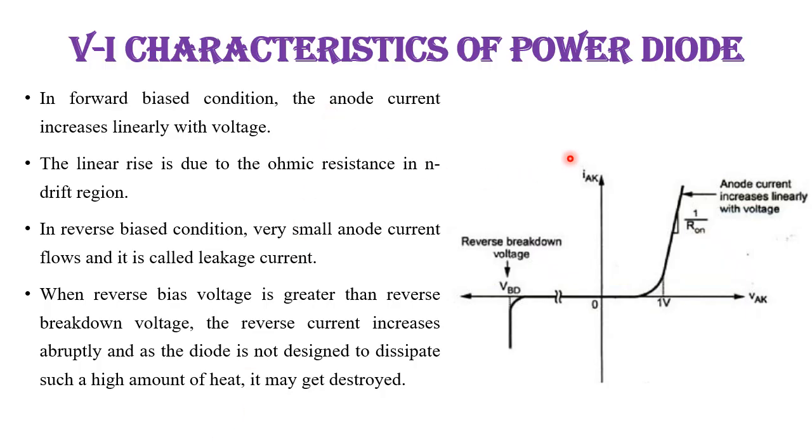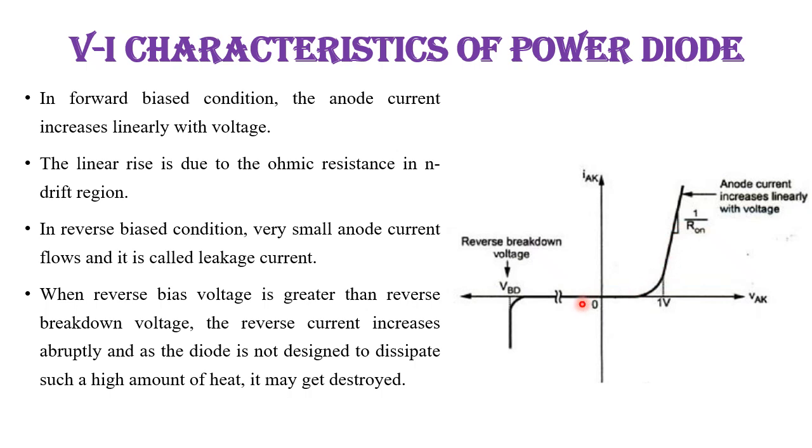This is the VI characteristics of the power diode. In forward bias condition, the anode current increases linearly with voltage, whereas in the regular diode it varies exponentially. That is also one of the differences between the power diode and the normal diode. This linear rise in the power diode is due to the presence of the N minus drift region and its ohmic resistance. So because of the N minus drift region, it varies linearly.